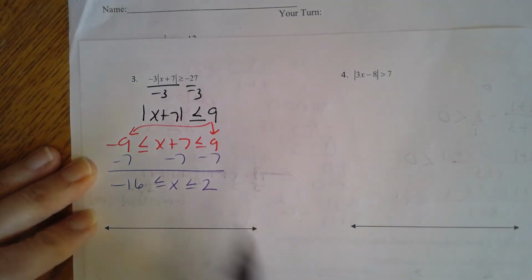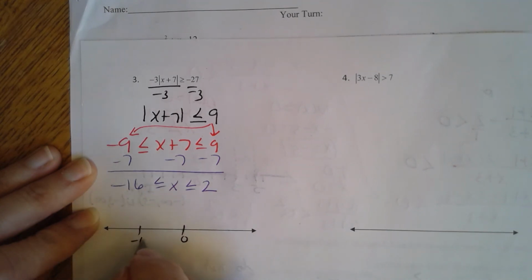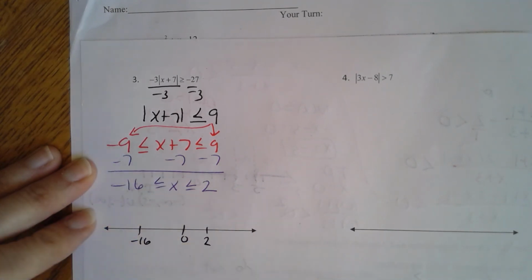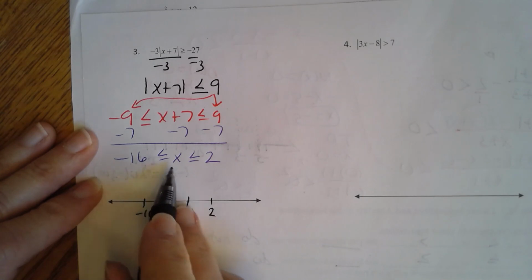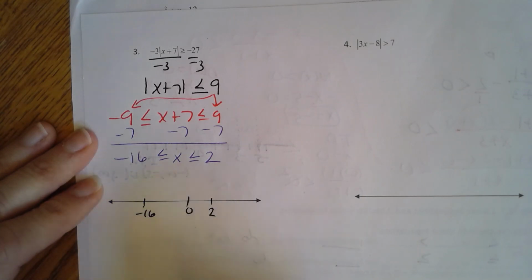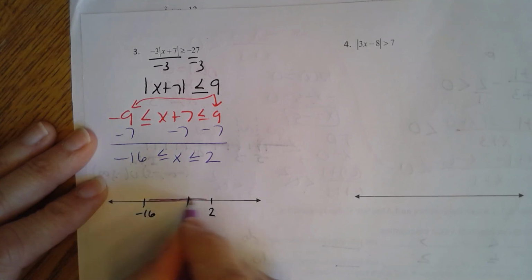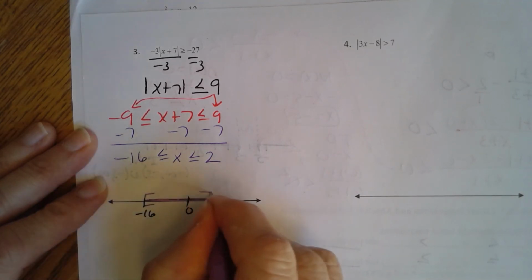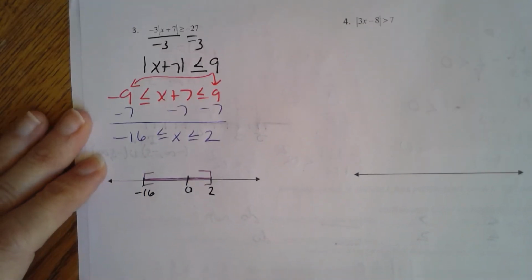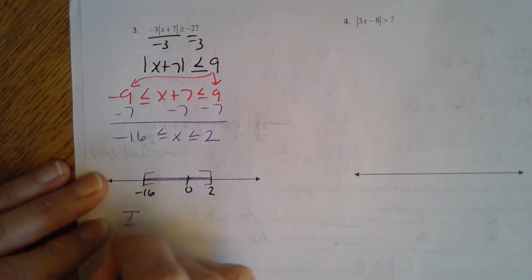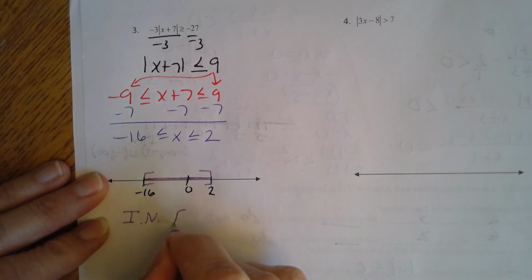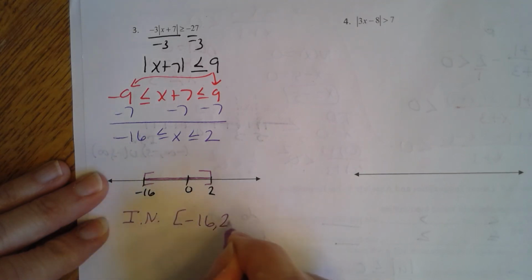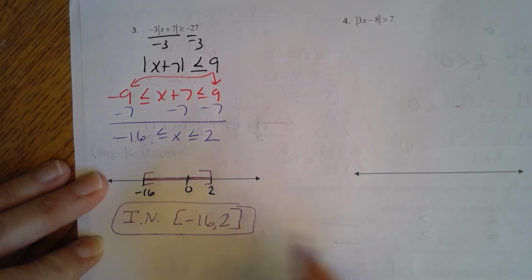So on the number line, here's 0. We'll just come out to the left and put a negative 16, and we'll put a 2. So now this says all the numbers that are in between negative 16 and 2. So we'll shade in between negative 16 and 2. Because of the less than or equal to symbols, we know we have the bracket to show that we do include those points. So our interval notation going from left to right goes from negative 16 to positive 2.